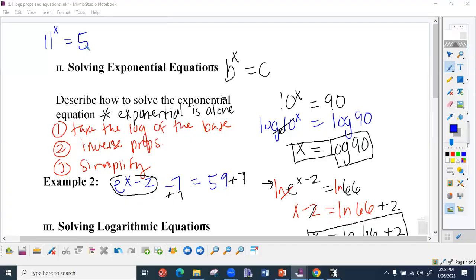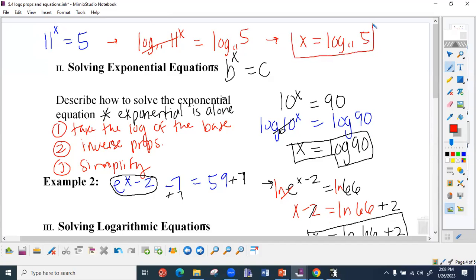Okay, so notice here that our base is not 10, nor is it e. So our base is 11. So when you solve this, you should have taken the log base 11 of both sides. So we would have log base 11 of 11 to the x equals log base 11 of 5. Okay, what happens here is that using inverse properties, this is going to cancel out. So then therefore your answer should be x equals log base 11 of 5.